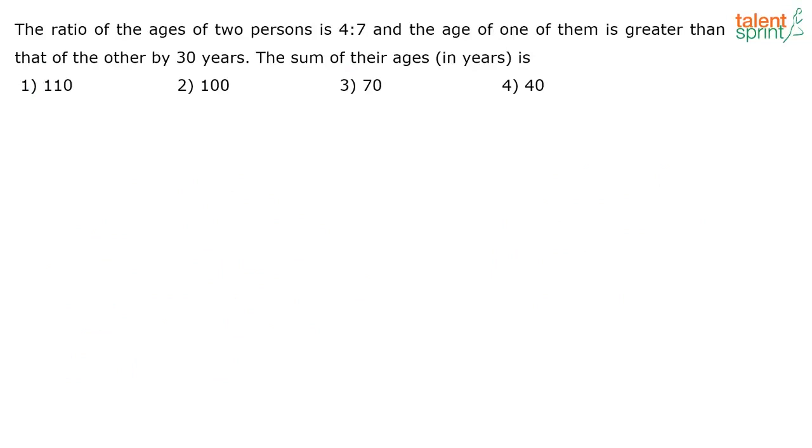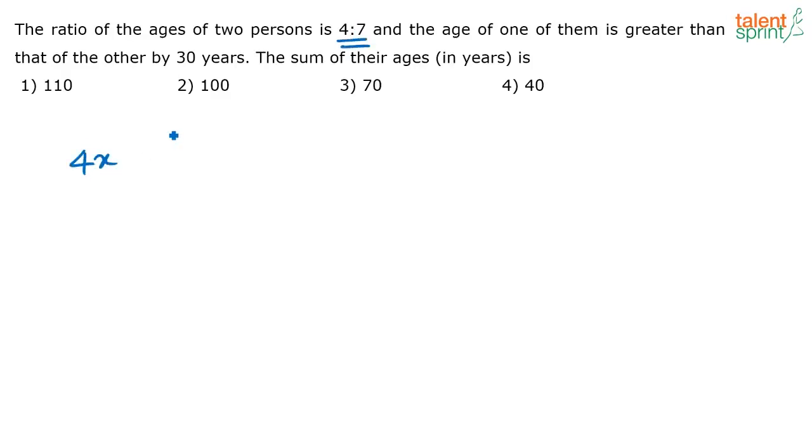Next one. The ratio of the ages of two persons is 4:7 and the age of one of them is greater than that of the other by 30 years. The sum of their ages in years is dash. Again a very easy question, you need not solve this question at all. See what are they asking you? They are asking the sum of ages in years of these two people. They are saying the ratio of the ages of the two persons is 4:7.